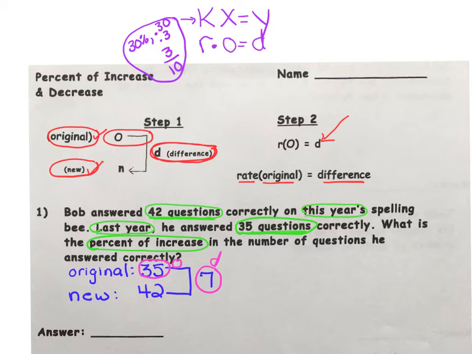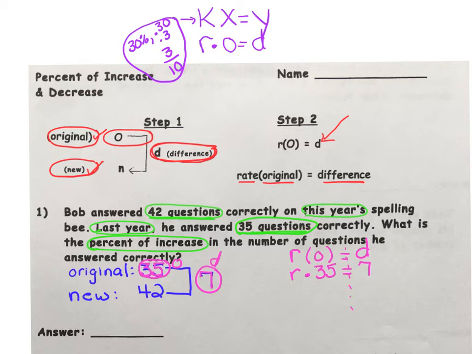Those are the two values you're going to use in the formula, and you're going to measure the percent of increase that Bob experienced. You're going to measure a growth of 7 against an original amount of 35. It's simple. Write down your formula. R times O, original, equals D. Now, we're looking for the rate, or the percentage rate here, times an original 35 equals a difference of 7.